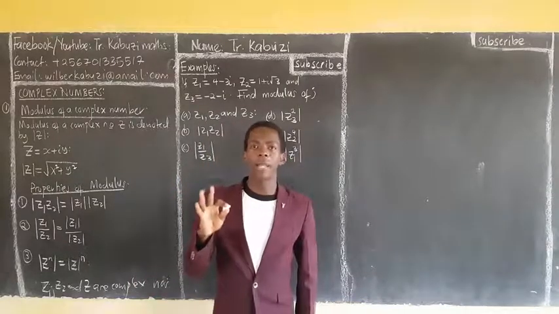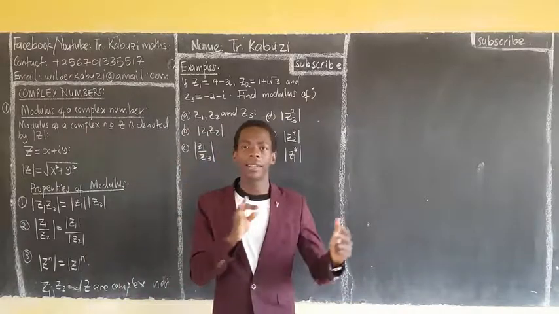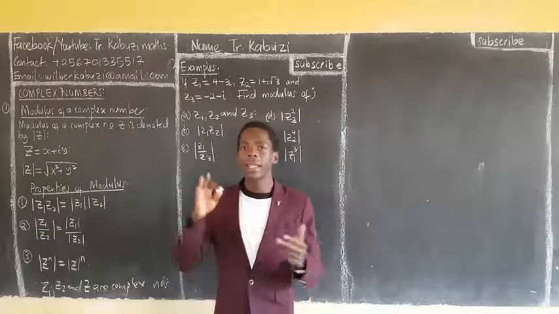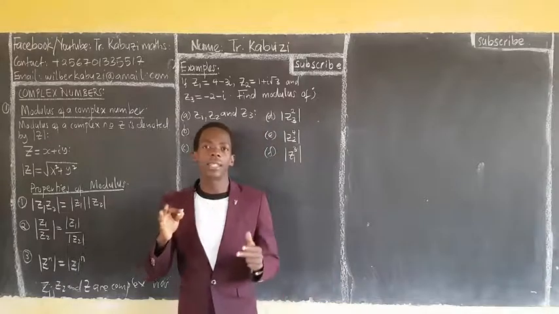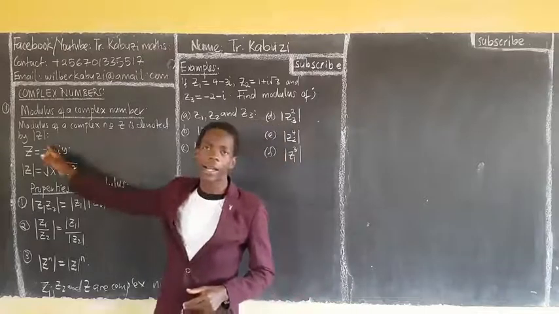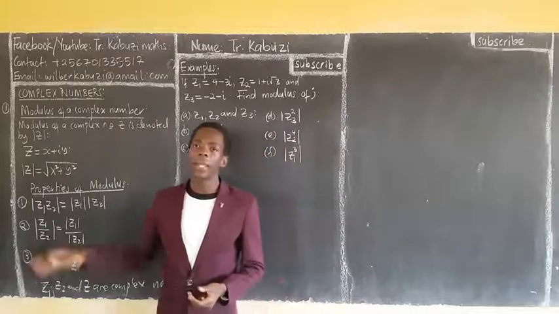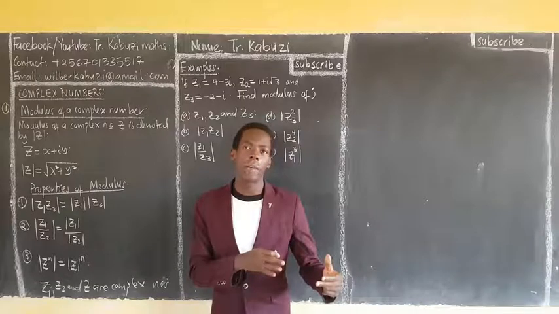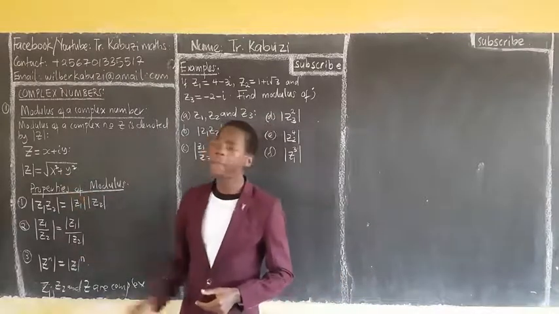Now, if we have a complex number z equaling x plus iy, we say it has the real part and the imaginary part. The real part is the one without i, then the imaginary part is the one with i, as you can see there. Its modulus is denoted by z between two bars, like this. How do we get that modulus? The modulus of that complex number is the square root of the square of the real part plus the square of the imaginary part, as you see here.